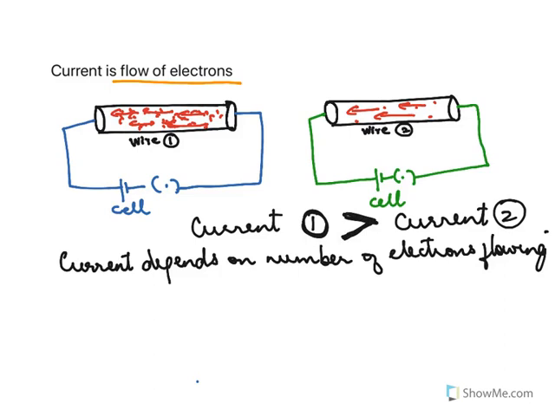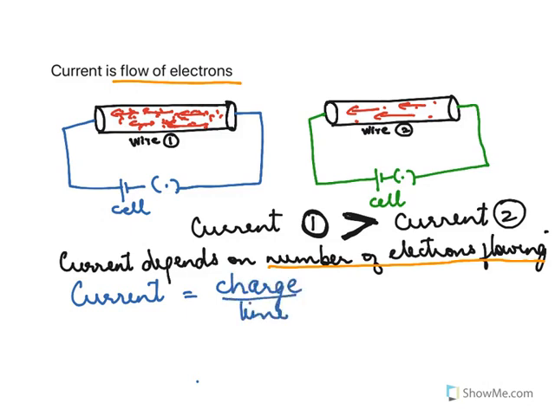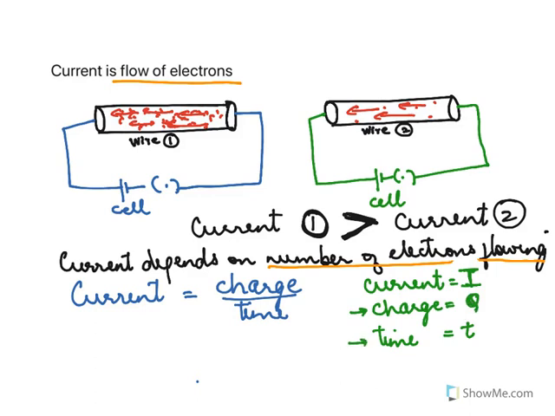So we say that the current depends on the number of electrons flowing. So now we can write current equal to charge, that is electrons in this case, over time. So here we have current is charge over time. Current is usually denoted by I, charge is denoted by Q, and time is denoted by T. So we have current I equal to Q over T.